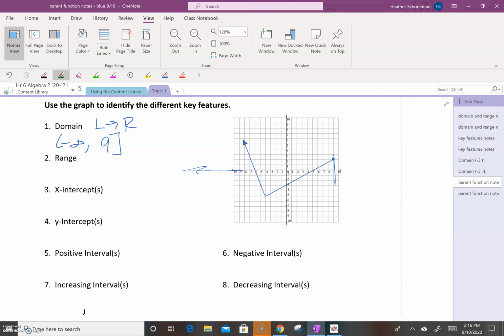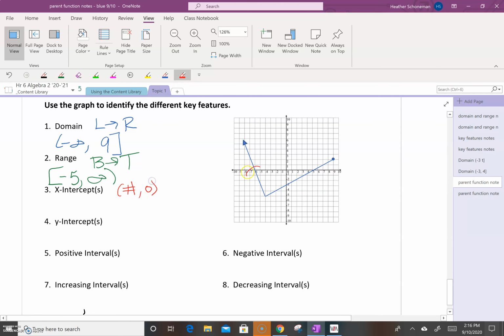The range, you're going from bottom to top. So the bottom value is negative 5, bracket, because it's a solid line, and it keeps going up, so it goes to infinity. X-intercepts. X-intercepts are where it crosses the x-axis. They're always going to be some number, comma, 0. So we have one here and one here. So one at negative 6, 0, and one at 5, 0. The y-intercepts are where it crosses the y-axis, so it's 0, some number. So we have one here at 0, negative 3.